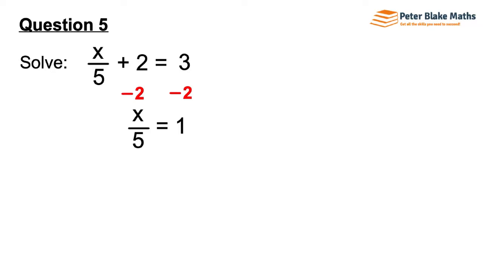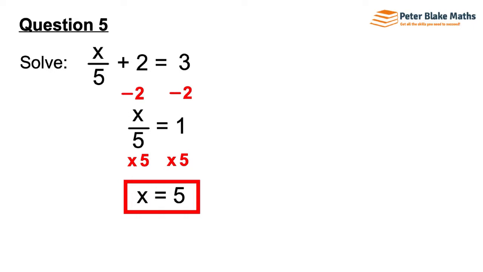Now, to get the letter on its own, we need to move a 5 that's dividing. The bottom of a fraction divides into the top. So to move a 5 that's dividing, the opposite of that is to multiply both sides by 5. The dividing 5 and the multiplying 5 will cancel out on that left-hand side, leaving us with just x. And on the right-hand side, 1 times 5 is 5. So we're just doing the opposite of anything we want to move and processing it, really.